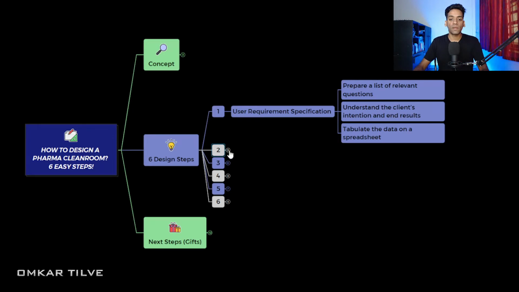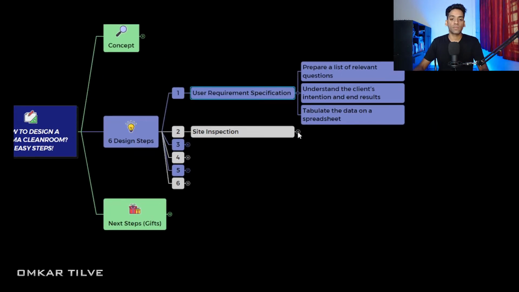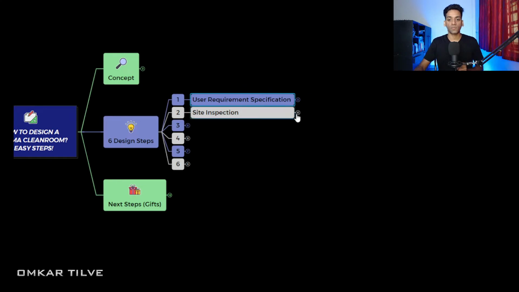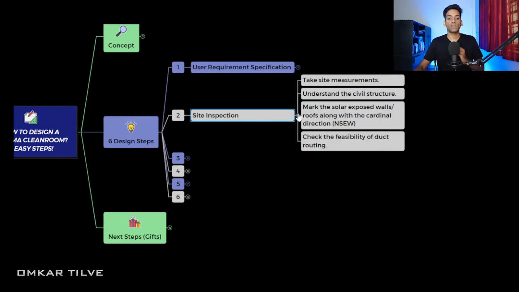The second step after the URS is the site inspection. Now, the site inspection involves that first you take the site measurements, which is the room dimensions: the length, breadth, and height. And you also need to understand the civil structure, like where the beams, the columns, etc. are.